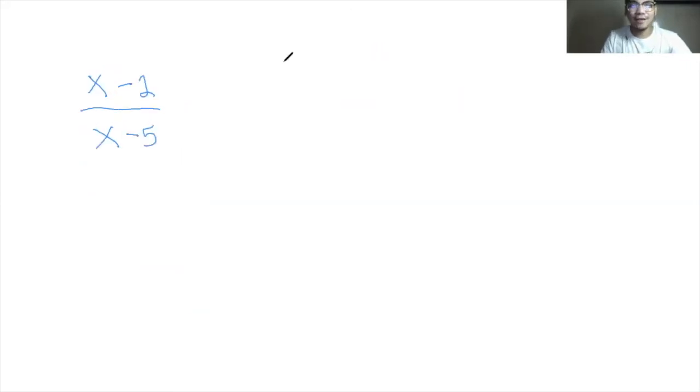Okay, so let's have the next example, x minus 2 over x minus 5. So the numerator is also an algebraic expression, x minus 2. This one can be equal to 0, so we will not check on that one anymore. So what we're going to check is the denominator. So actually the first step is to equate the denominator to 0. Okay?